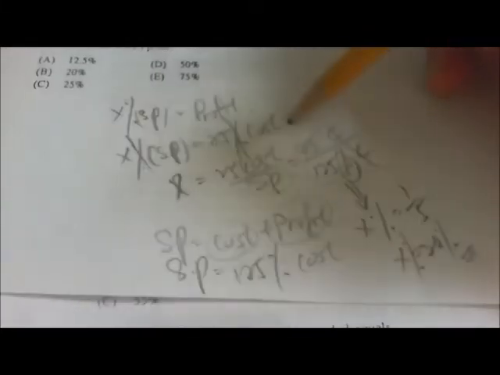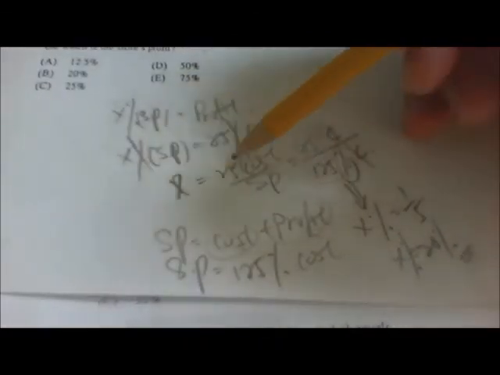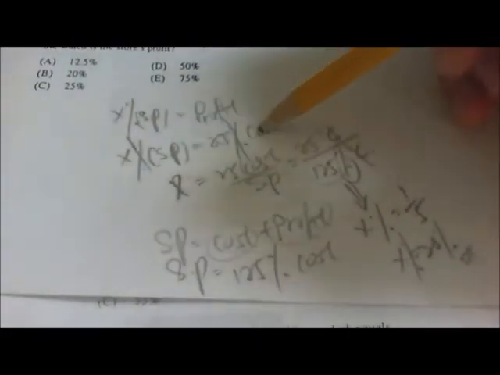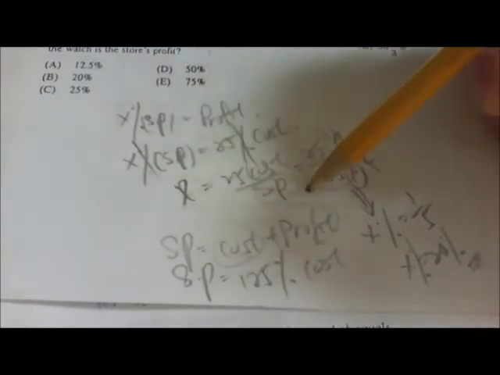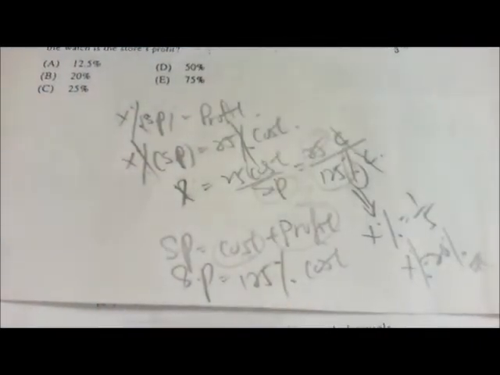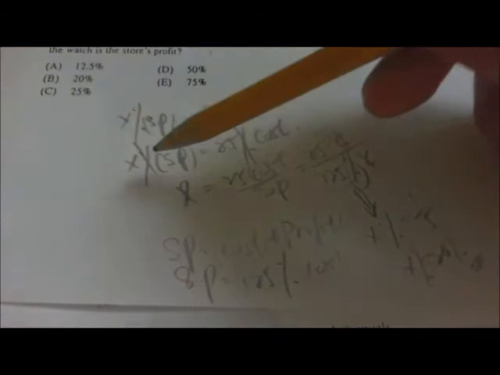Start from X percent of the selling price. They want to find X percent of the selling price equal to the profit. I know that the profit is also equal to 25% of the cost. So X equals 25 cost over SP, the percent cancels. At the same time, I know that the selling price is 125% of the cost. So cost and cost cancel. The percent moves over to the other side. 25 over 125 is 1/5, which is 20%. This is a longer way. Let's look at the shorter way.